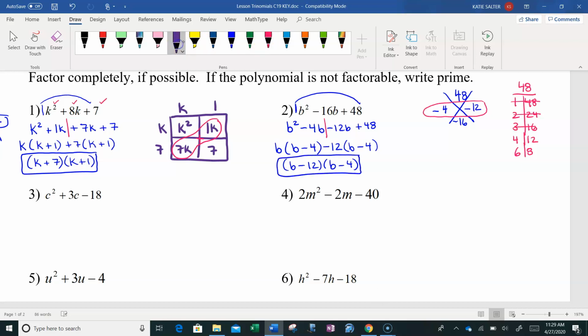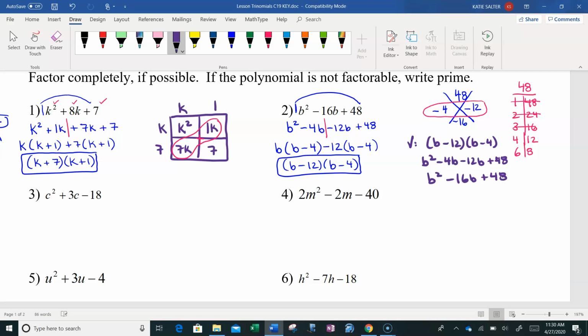So I'm going to come over to the side and check it by foil this time. B minus 12 times b minus 4. B times b is b squared. B times -4 is -4b. -12 times b is -12b. And -12 times -4 is +48. And then when we combine our like terms, we have b squared, -4, -12 is -16b plus 48.